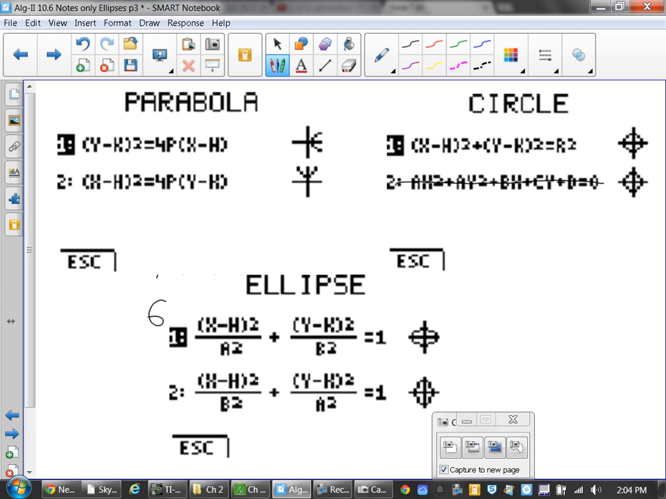In hyperbolas, you have centers, vertices, co-vertices, foci. You have a rectangular box to draw out. You have slant asymptotes to worry about. Slant asymptotes.